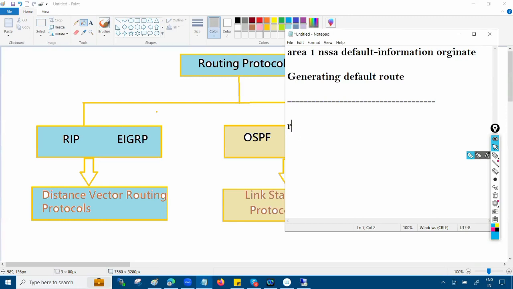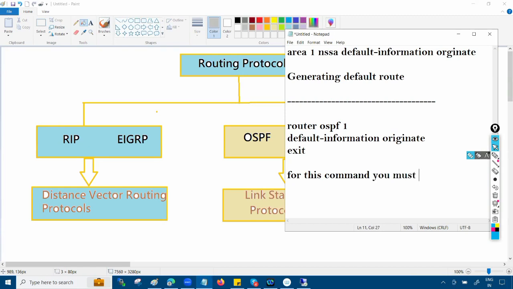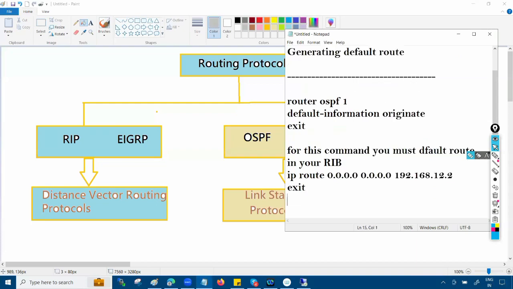So you can use this command, default-information originate, right? You can use this command to generate the default route, but make sure that for this command you must have a default route in your RIB. Like this way, you must have a default route. Then OSPF will generate a default route in your routing table, in your OSPF table.